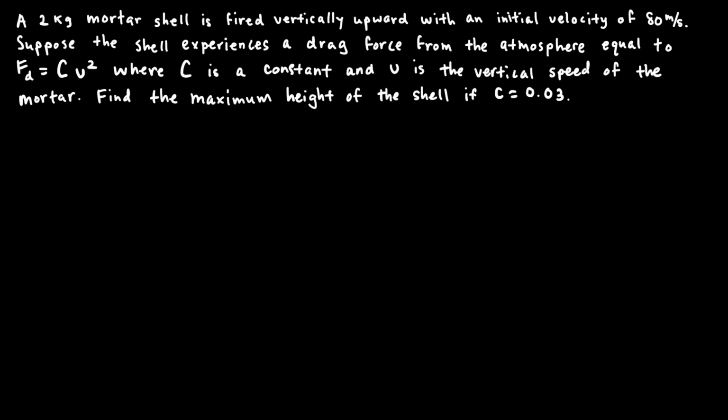Suppose the shell experiences a drag force from the atmosphere equal to Fd equals cv squared, where c is a constant and v is that vertical speed of the mortar. Find the maximum height of the shell if c equals 0.03.